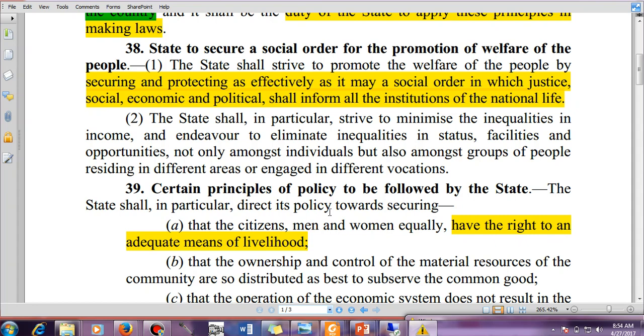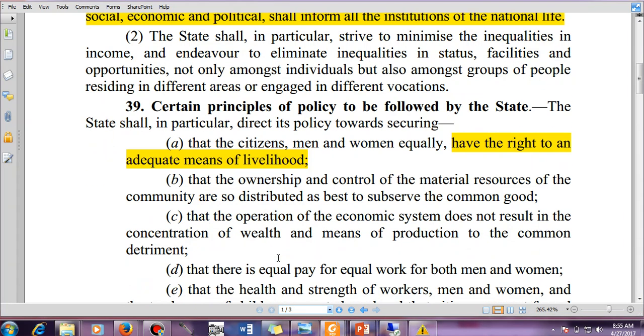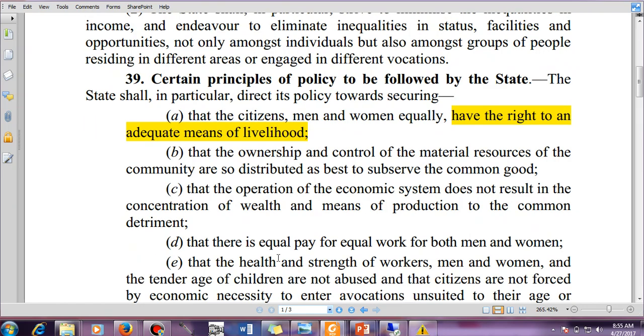Then the ownership and control of the material resources of the community are so distributed as best to subserve the common good. So that is another guideline. Then the operation of the economic system does not result in the concentration of wealth and means of production to the common detriment. Then D, that there is equal pay for equal work for both men and women.